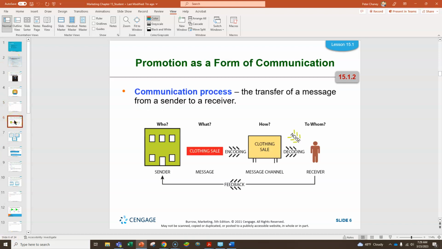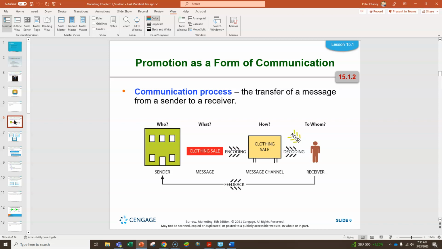Okay, moving on. Promotion is a form of communication, so we have something called the communication process, and we saw this a little bit before we did our precision exam for the month before the fundamentals of marketing. And it's basically the transfer of a message from a sender to a receiver. So the whole chain of command here is you've got your sender, which is the who, and the what is the message part, and in this case it's clothing sales. So we'll encode that, and the encoding part is there's going to be a choice for a message channel, so that's the how. And so in this case it's a billboard, and we're trying to get that billboard in front of a receiver of some sort.